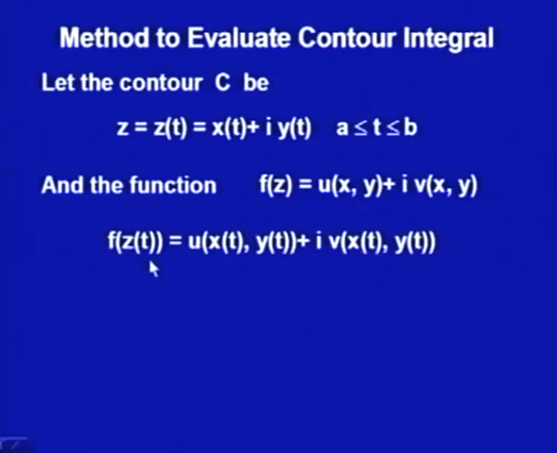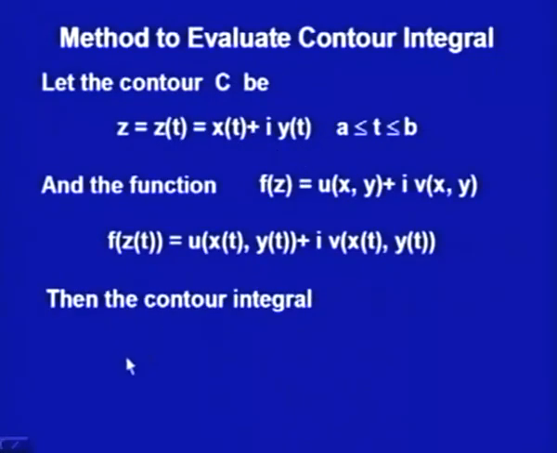So f of z(t) I can now write as follows. If z is a function of t, then x is a function of t and y is a function of t, so certainly I get different parameterizations: u as a function of x(t), y(t), and v as a function of x(t), y(t). Moreover, we are talking about the contour C. Contour means that C is a differentiable arc and its derivative is not 0 in the whole range, that is, z dash t would be x dash t plus i y dash t.